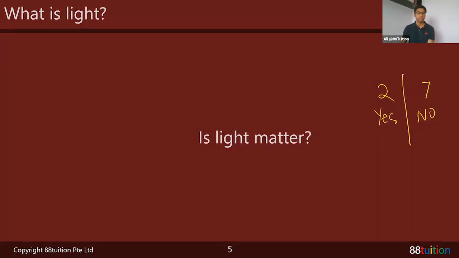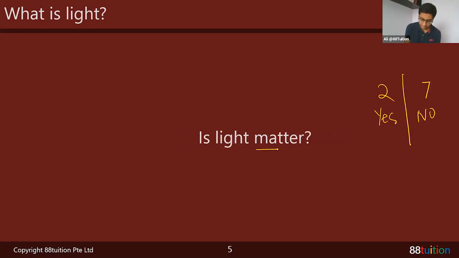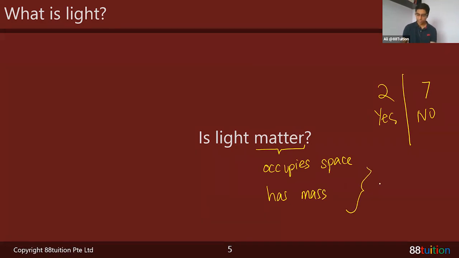Okay, no more answers. Now, so if you do not recognize if light is matter or not, then we have a problem. What is matter? Matter is anything that occupies space. Has mass. These are the two conditions of matter, right? So that's why solids, liquids, and gases are all matter.